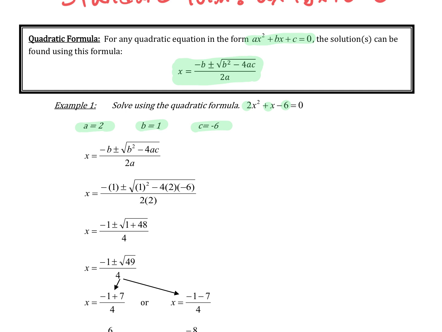All right. And then we just plug in numbers in their spot. So we're going to plug in 1 everywhere there's a b. We're going to plug in 2 for all the a's. There they are. The 4 comes from the formula, the 2 comes from the formula, and then we've got a c here, that's negative 6.